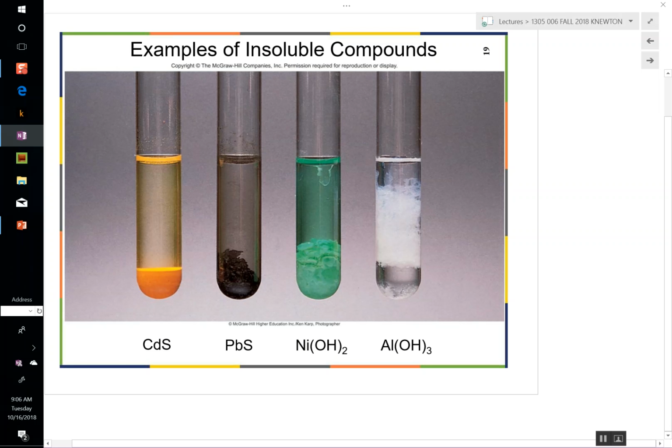There's some precipitates: cadmium sulfide, lead sulfide, nickel hydroxide. You see it's green. Aluminum hydroxide.